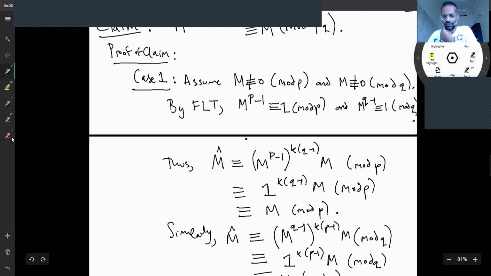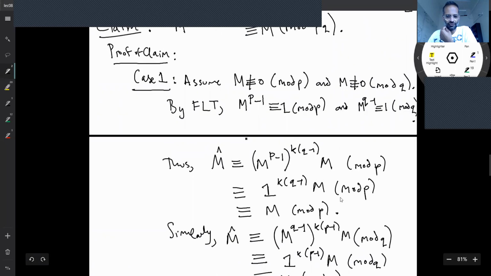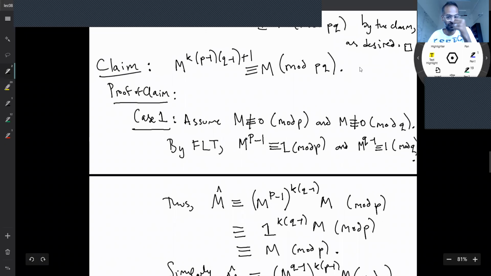I really used like the whole kitchen sink, right? I used Fermat's little theorem. I used the Chinese remainder theorem. I used inverses. I used all the rules of modular arithmetic. But anyway, in the end, I proved this claim.